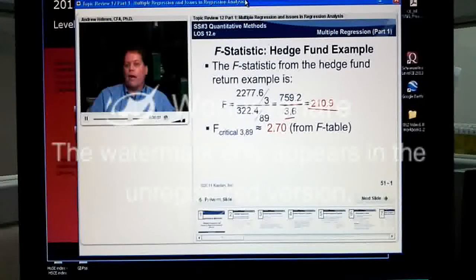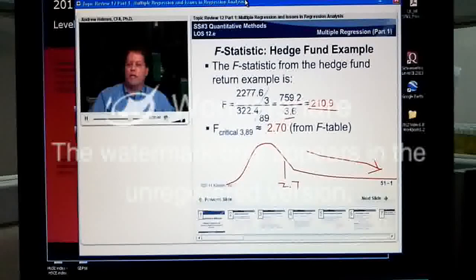So we're looking at our asymmetric distribution here. We were looking for something greater than 2.7. Well, we come with something way out here. This 210 is way beyond 2.7. So we're going to reject the idea that all the coefficients are simultaneously equal to 0.